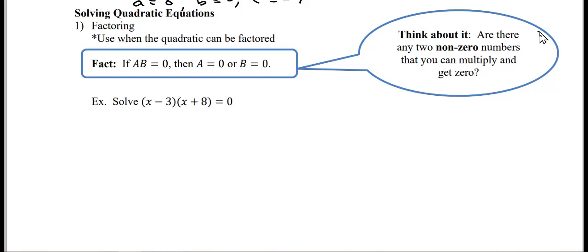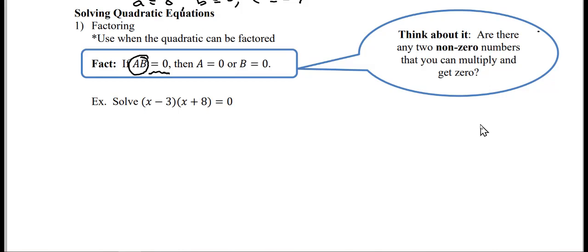We use this when the quadratic can be easily factored, and the reason it works is because of this fact that you see in the box here. If a times b is equal to 0, then a has to equal 0 or b has to equal 0. The only way to multiply two numbers and have it equal 0 is if one of them is 0. There's no way to multiply a non-zero number times a non-zero number and get 0.